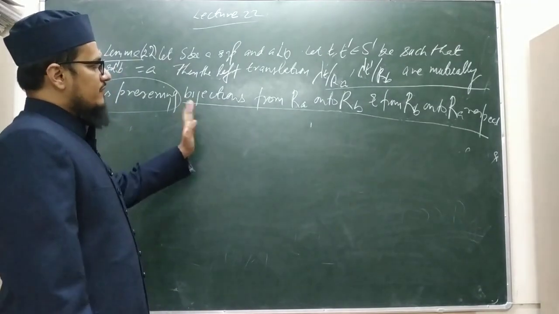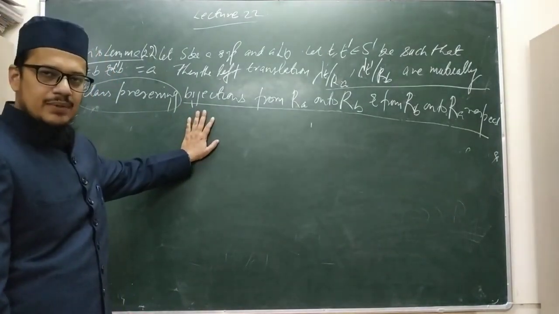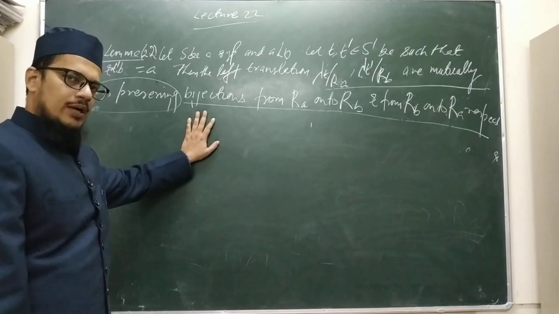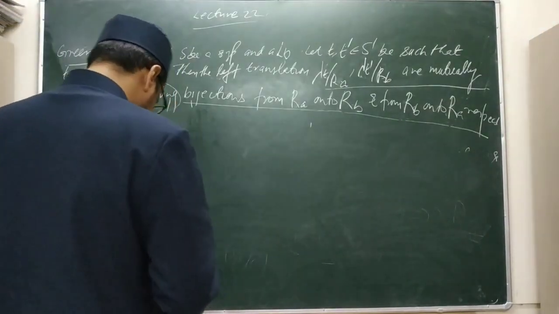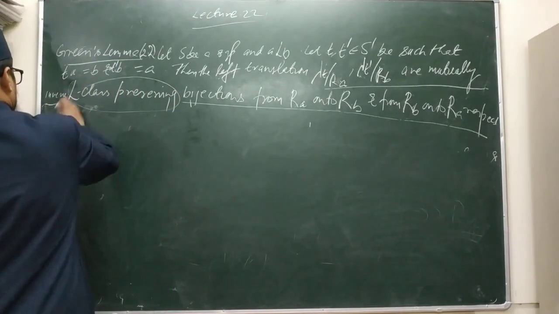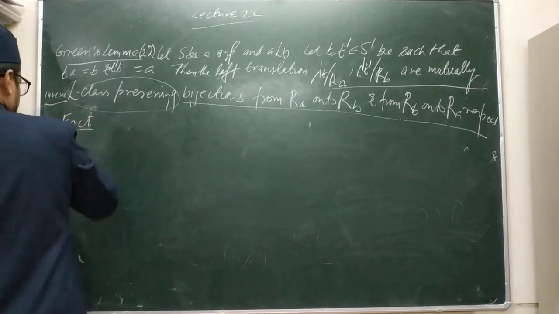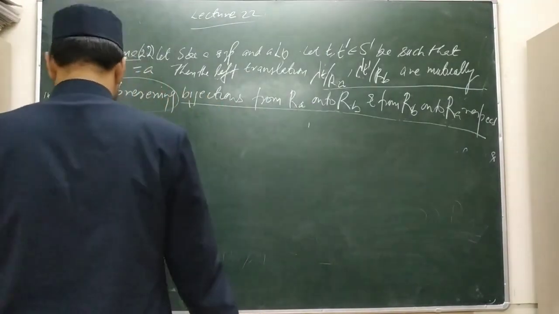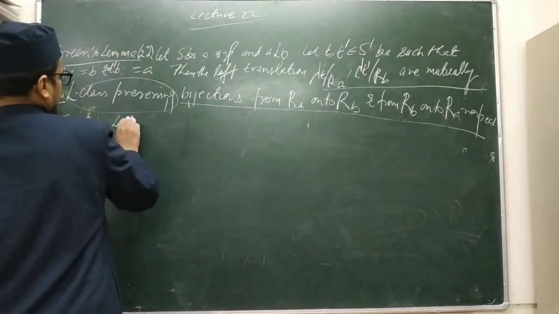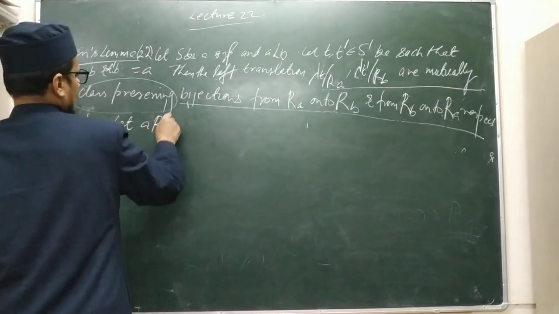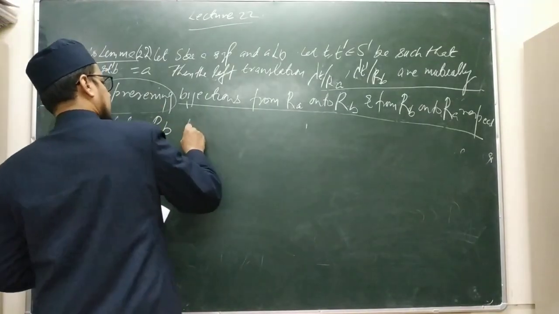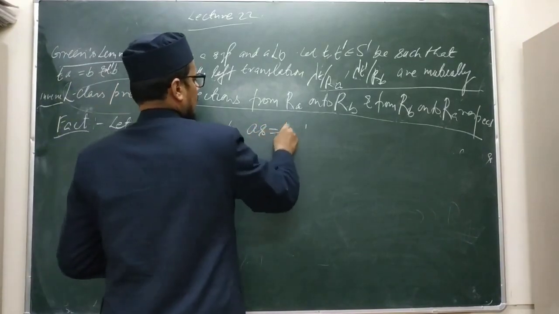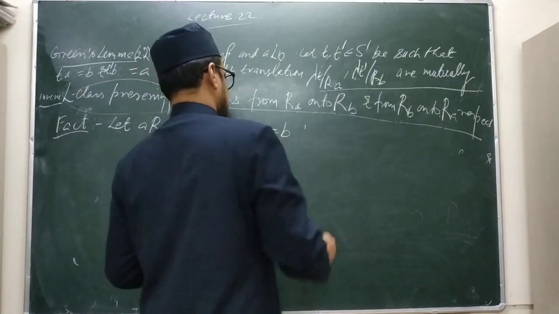So I left this as an assignment for all of you, and you have to do this assignment in your assignment number 2, correct? Now some important fact is there based on Green's lemma. Let A R B be such that A is equal to B and BS dash is equal to A.